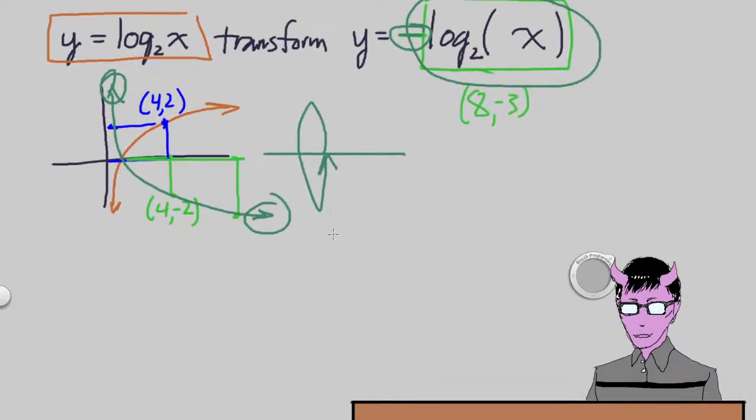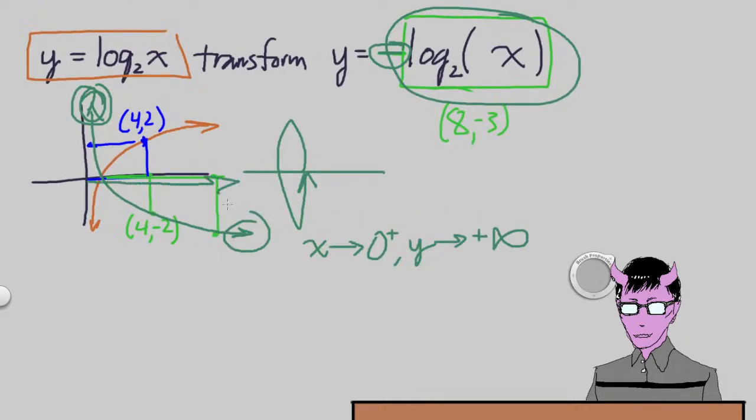And to summarize that end behavior, as x approaches the wall, I'll put 0 in this case, it's just 0. So x approaches 0 from the positive side. The y value approaches upwards, positive infinity. And then as x grows larger and larger, y values approach negative infinity.